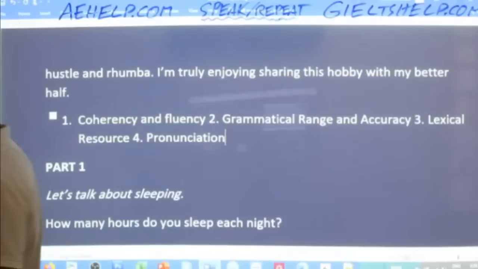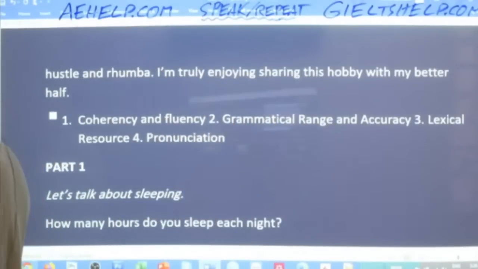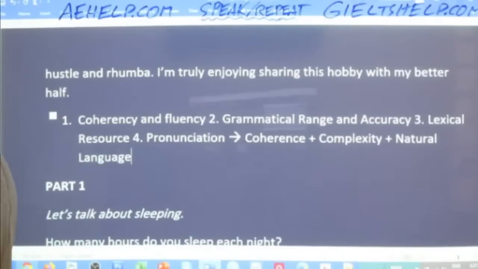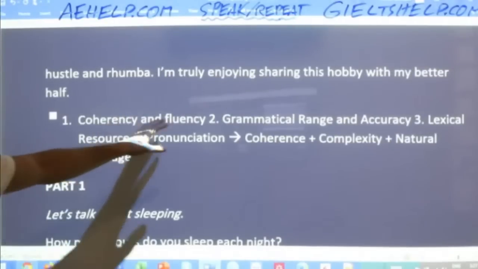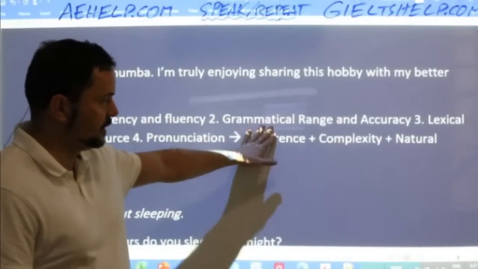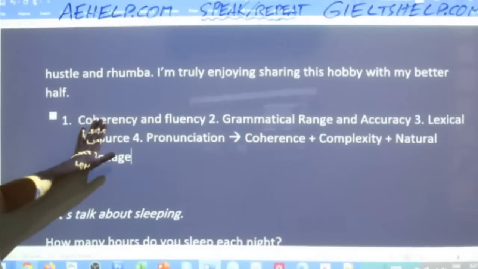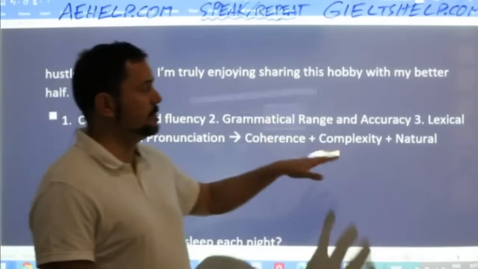Pronunciation is not that important. Even if you have a thick accent, it's okay as long as the examiner can clearly understand what you're trying to say. But all of these together are made up of what's called coherence plus complexity plus natural language. So at the end of the day, when you have fluent and coherent language, when you have good grammatical range, present perfect, conditionals, and you're using those accurately, if they're not accurate, then you're not coherent. If you're not fluent, you're not coherent. So you have to remember that these are connected.